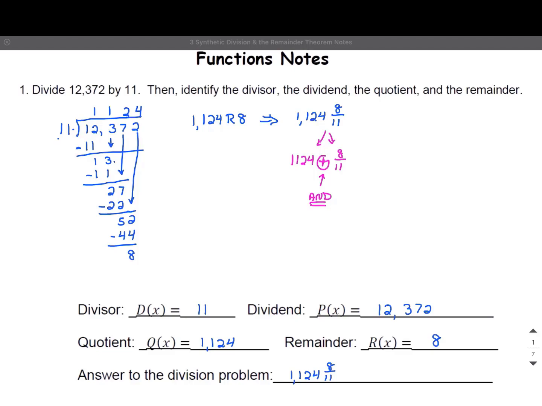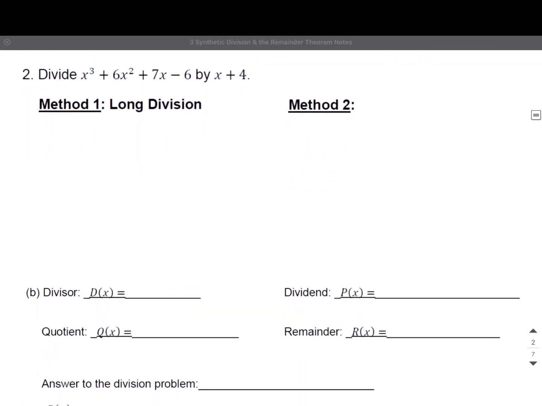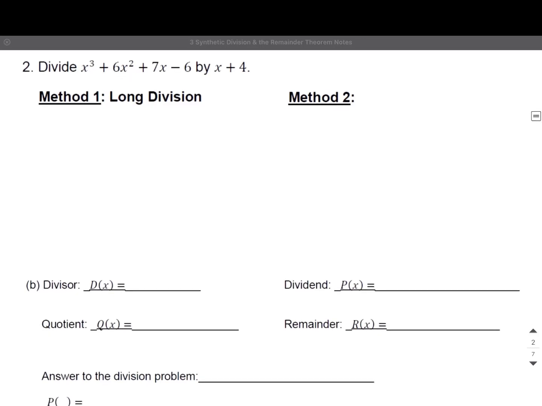Okay, so now we're going to move forward into algebra, and we want to do division of a polynomial by a binomial. So we have x cubed plus 6x squared plus 7x minus 6, and we want to divide by x plus 4. So the first method is long division, just like we did in the previous problem. Now when we do long division, you actually use the leading term to do the division. My divisor is the x plus 4. My dividend is what I'm dividing into.